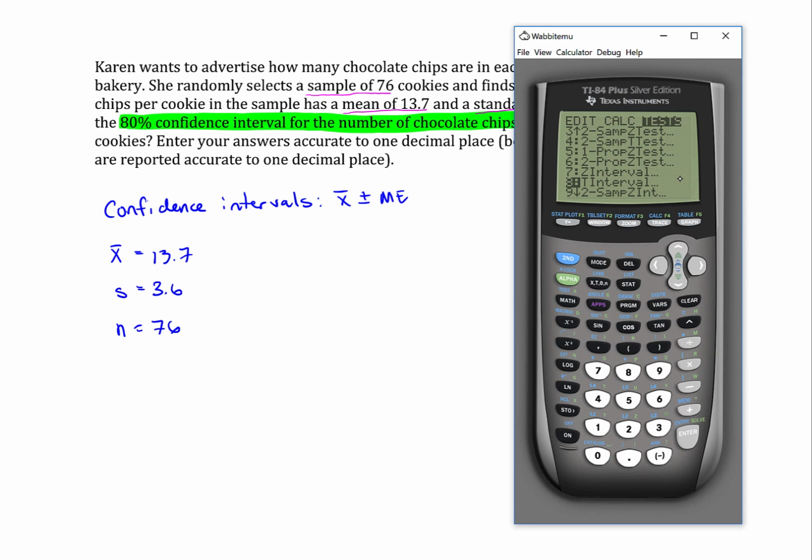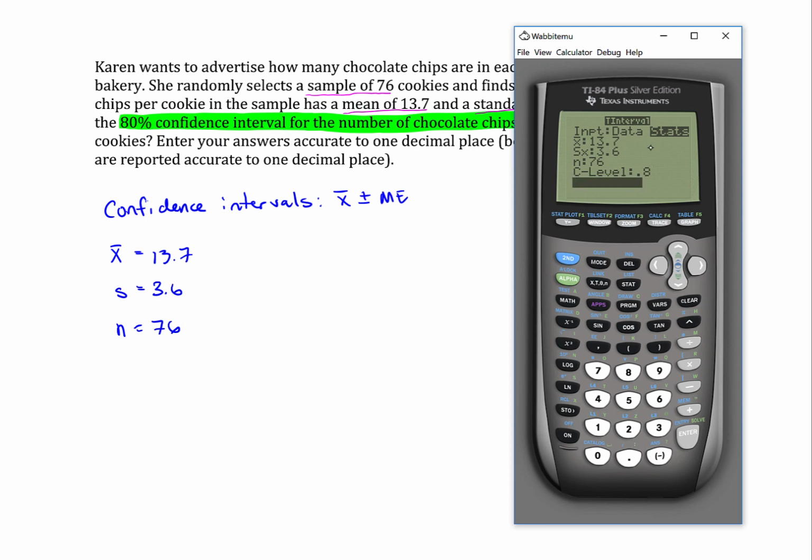That's a distribution that is very similar to the normal distribution, but allows for the use of a sample standard deviation, which, if you'll notice, I labeled my standard deviation as S because this is from a sample of cookies. So I'm going to use t-interval, and I'm going to set to stats and then input the different values. So 13.7, S is 3.6, N is 76, level of confidence that was given in the problem as 0.8. Then we calculate.